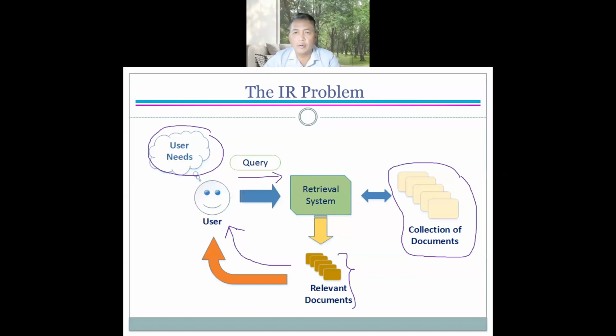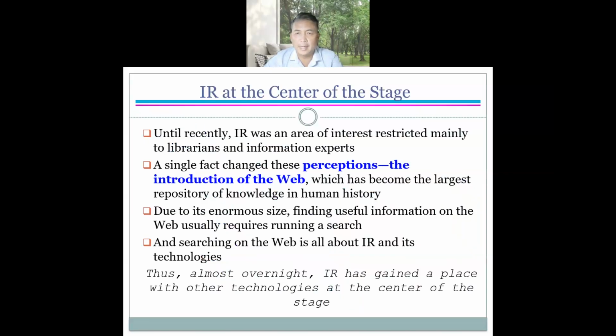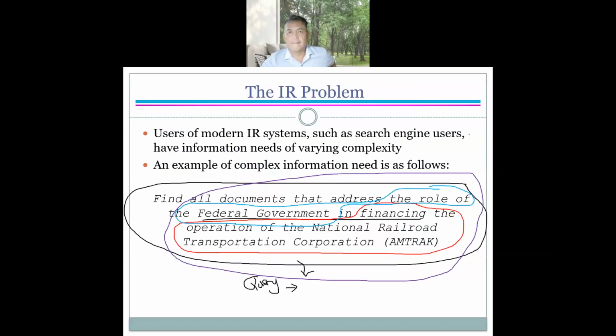We are trying to retrieve relevant documents, as many relevant documents as possible, and try to reduce the number of non-relevant documents. Okay, maximizing the performance of your information retrieval system. Any question?